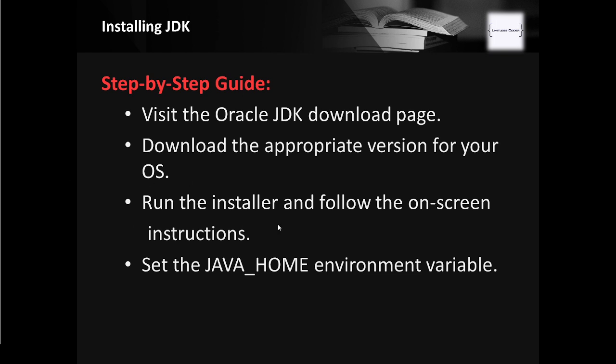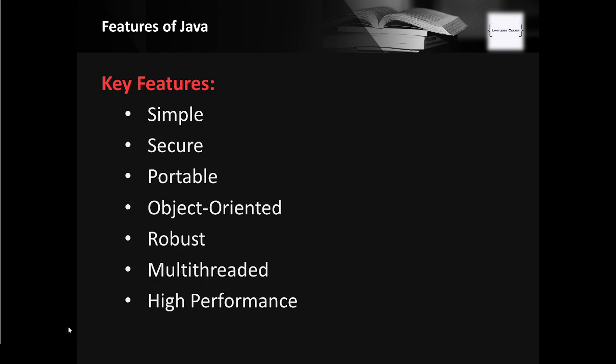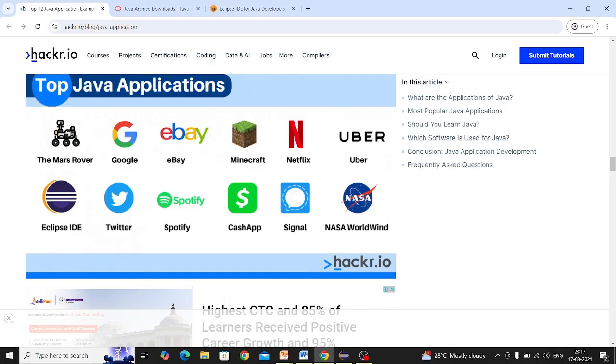And I have shown some Java applications here. You may not realize it, but Java is all around us. It is used in web applications, enterprise software, Android apps, scientific applications, and even games. Companies like Google, Netflix, and Amazon rely heavily on Java, which shows how powerful and widespread it is.